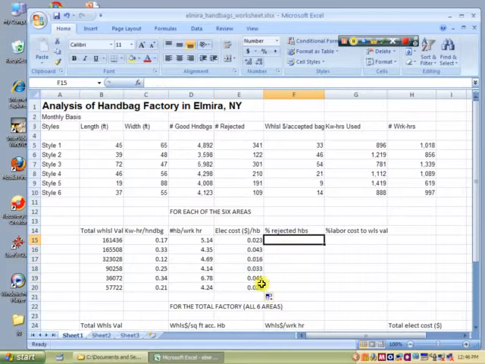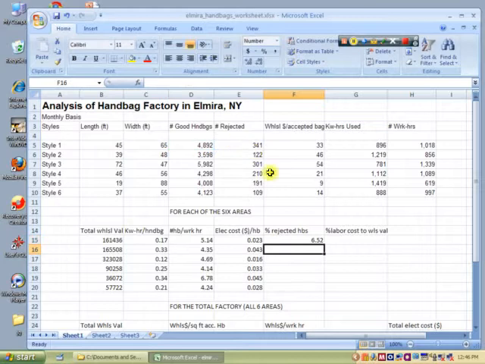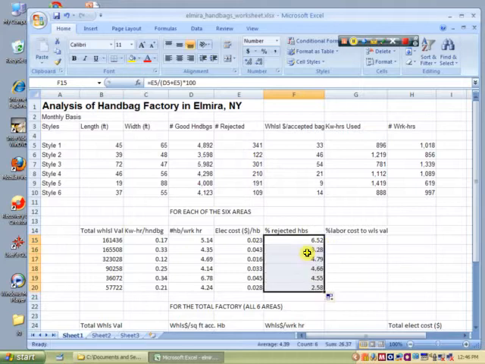Now, what is the percent of the rejected? So that would be the rejects, which is this, divided by the total number of handbags, which is both the good and the bad. And then you want to multiply that by 100 or press your percent key, whichever you prefer. And there it is. That's 6.52% rejects in your style 1, 3.28% are rejects in style 2, etc.